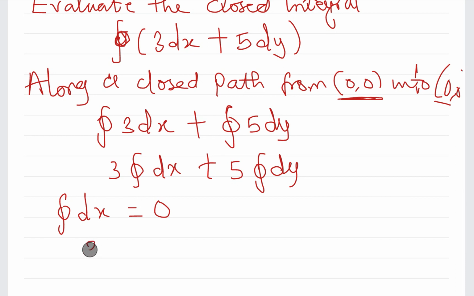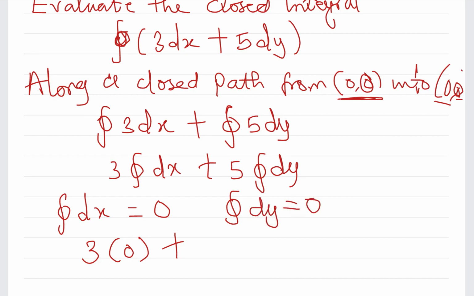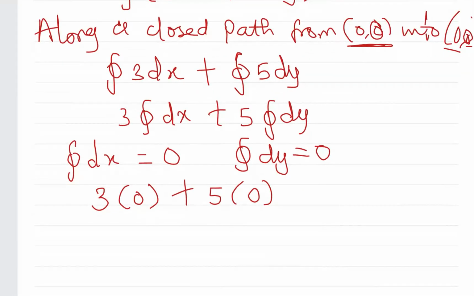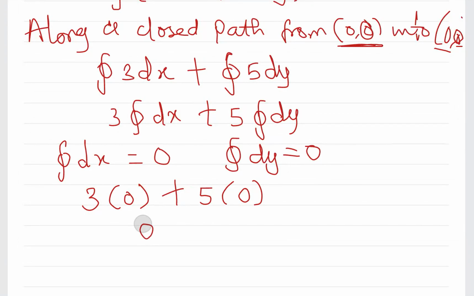That means I can say 3 into bracket 0 plus our integral dy, which also starts from point 0 and goes up to point 0 again. So our integral dy is also 0. So I can write this as 5 times 0. And that means our answer will be 3 times 0, which is 0, plus 5 times 0, which is 0, so the total is 0. Do you understand that now?